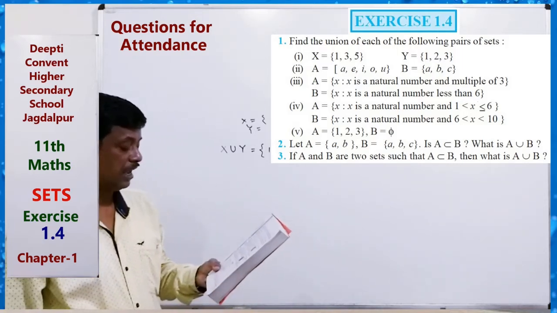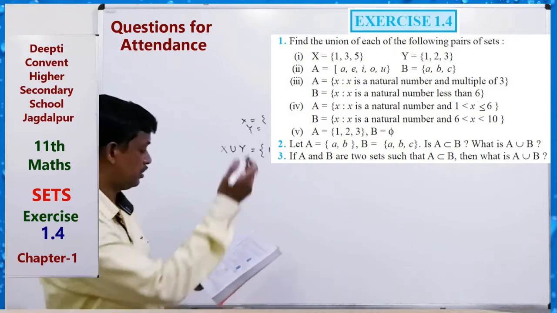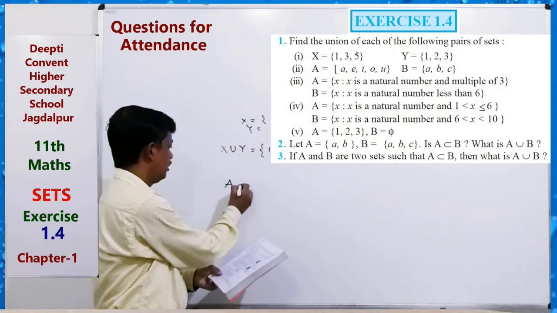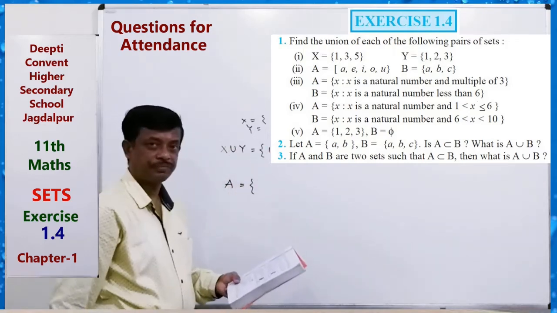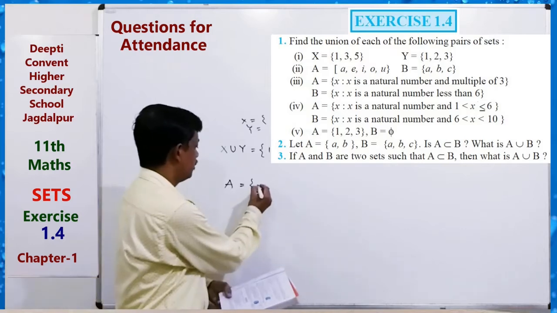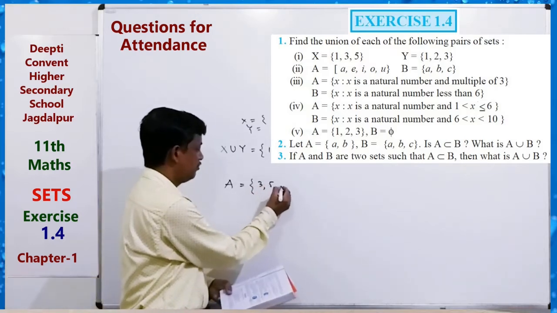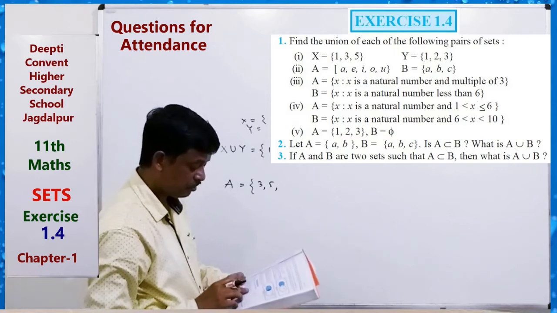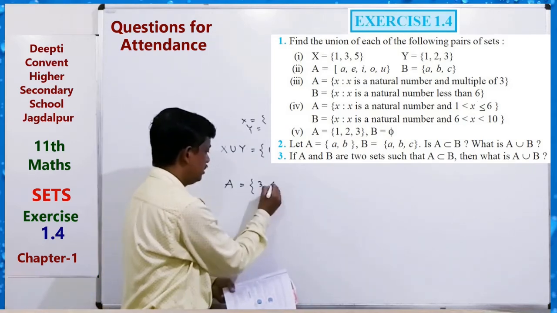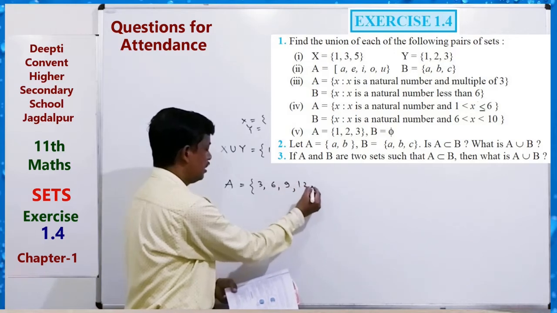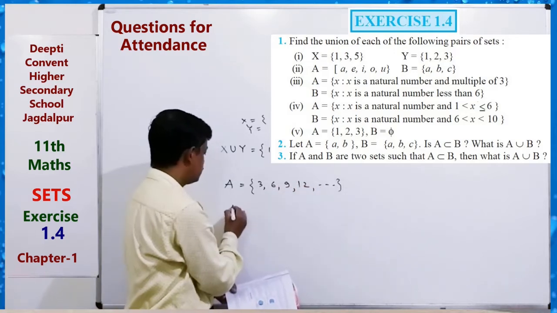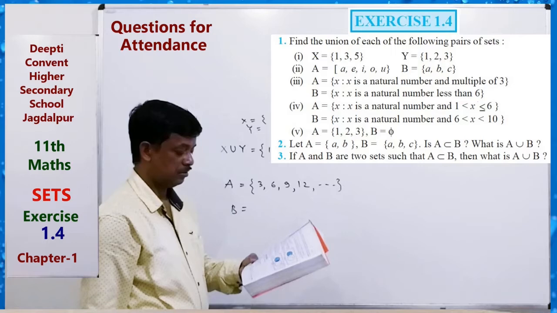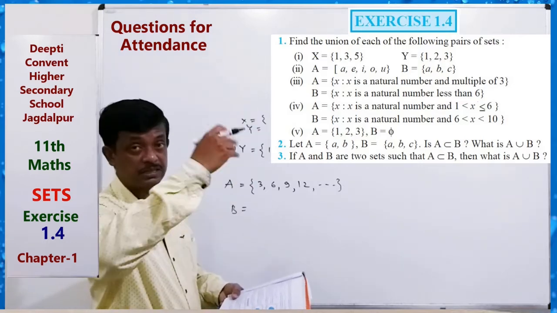Written in set builder form: X is a natural number, a multiple of 3. So first, A will be what? Multiple of 3, natural number: 3, 6, 9, 12, and so on. And B is what? You have to write the set builder form first as roster form.